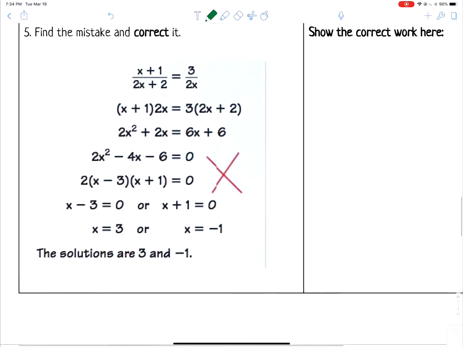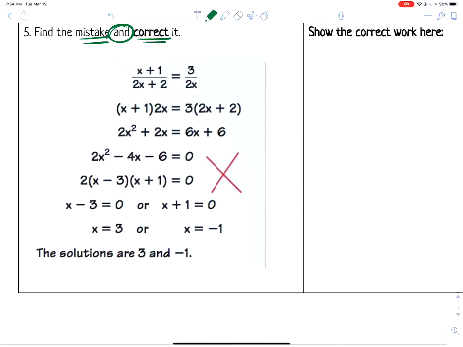So number 5 says, and this will be like the one on your quiz, you're going to have a problem all worked out and you have to find the mistake and, very important, correct it. So don't just do one or the other. Find it and correct it. It will be okay if you circle the mistake, but then make sure over here that you show the correct work. All right, so first let's look for our mistake.